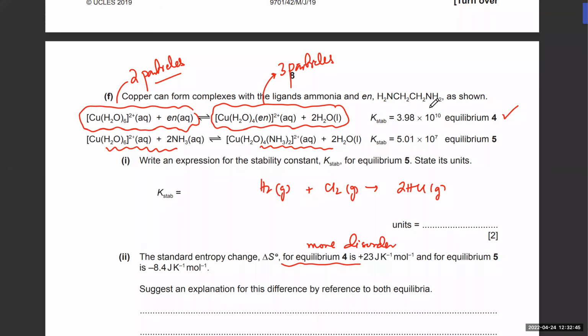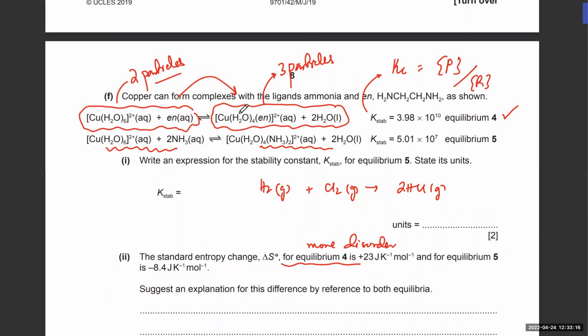Okay. Greater value of K stability means that there's going to be more forward reaction, which means that this thing will be formed in greater quantity, and which indirectly means that it's more stable. That's why it's getting formed. So why is number 4 more stable? Because K stability की values are there. What is K stability? K stability is the Kc of this equilibrium, right? Product concentration divided by.